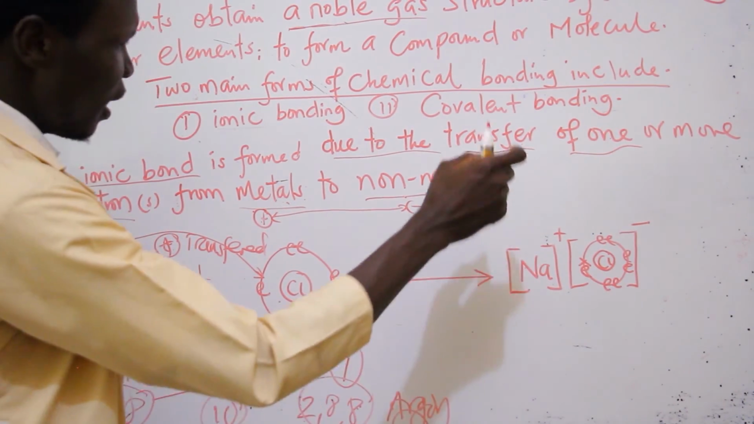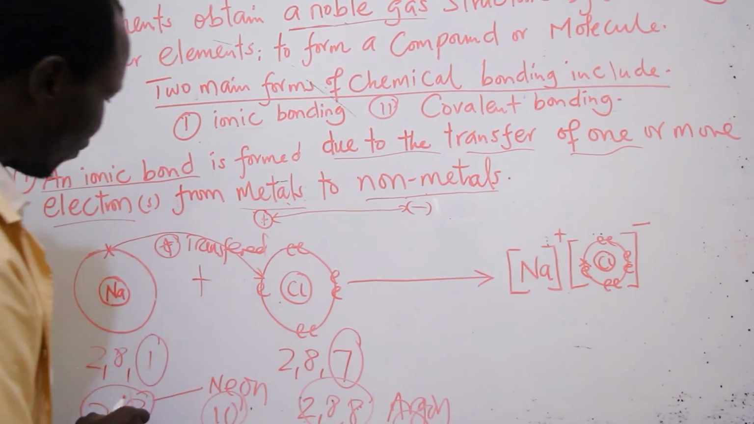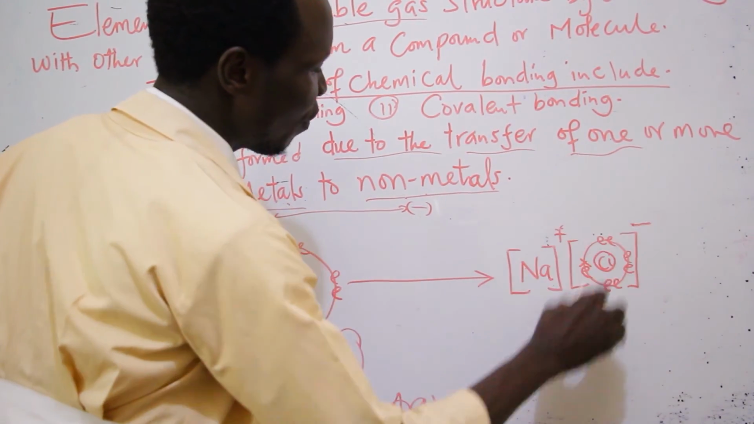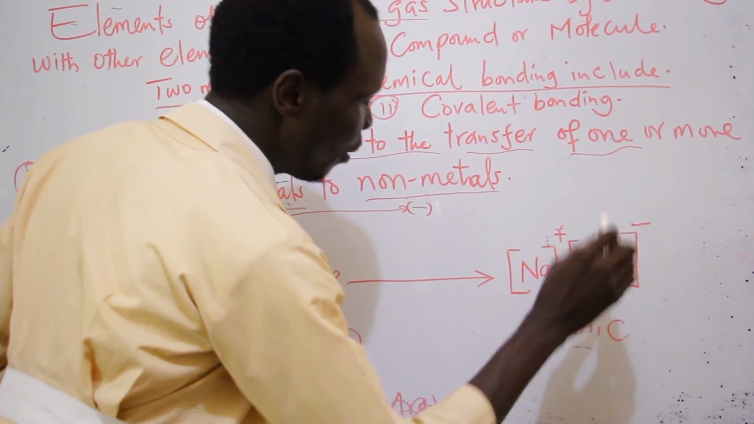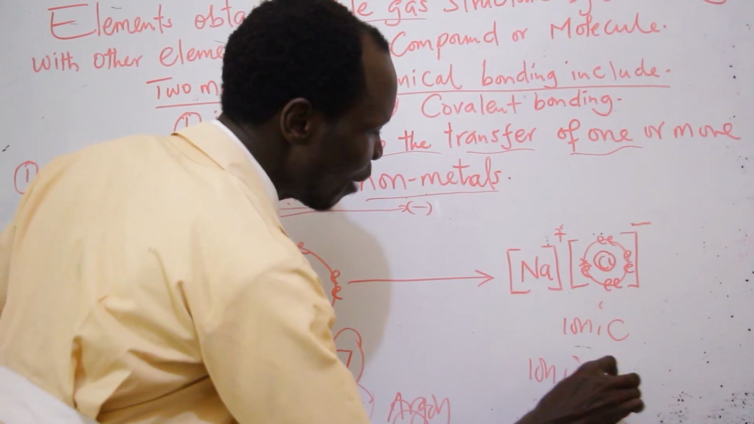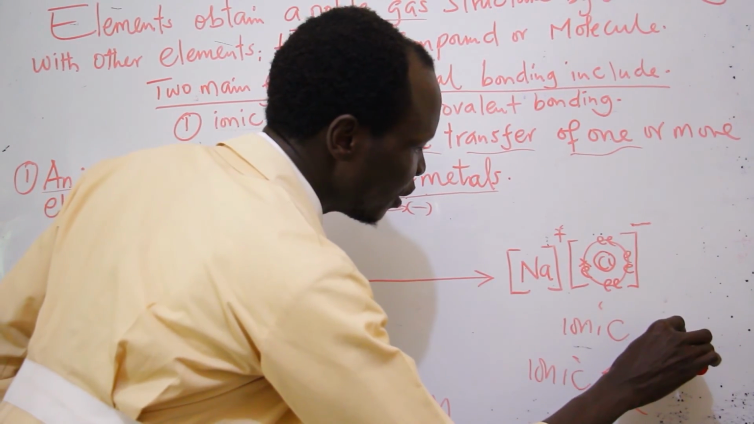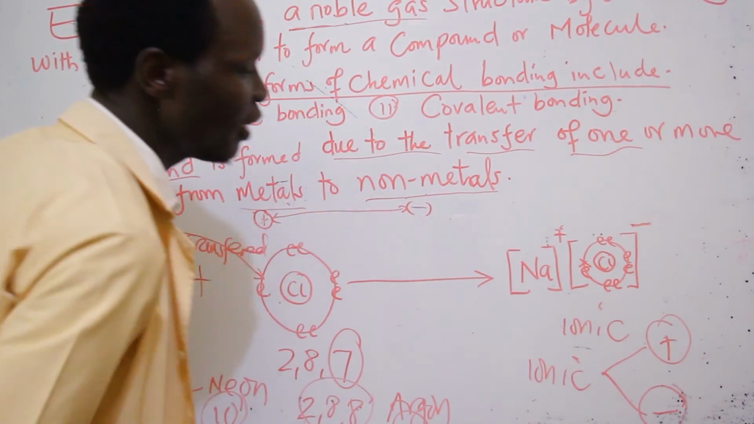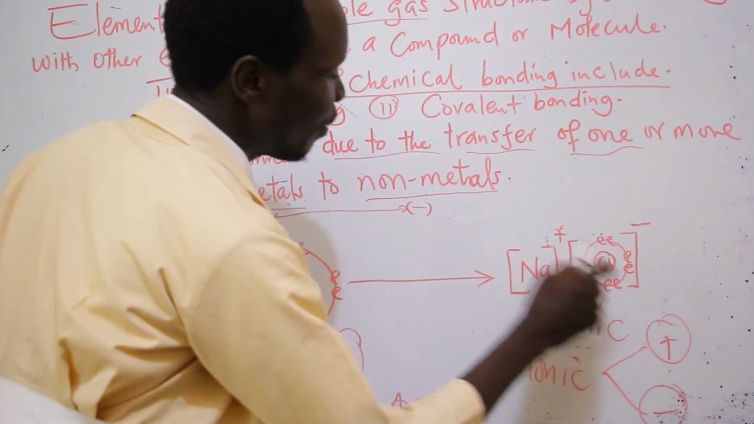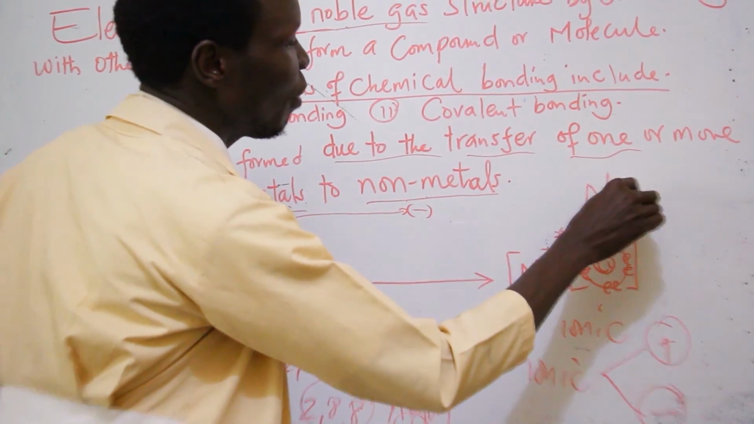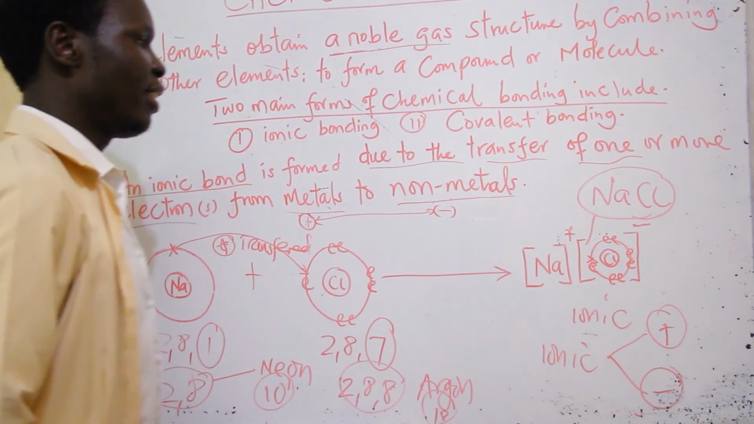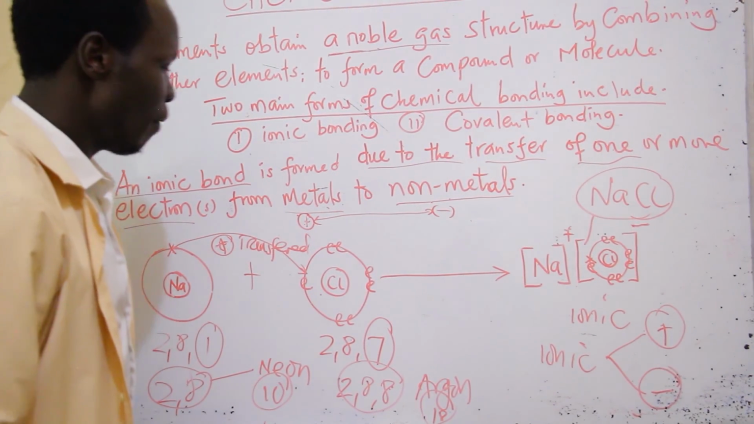Then, in the process of sodium forming a positive ion, chlorine also forms a negative ion, and they come together forming what is called the ionic bond. The word ionic comes from the two ions, one positively charged and the other negatively charged. Hence, when they attract each other, they form one compound, called sodium chloride, which is formed as a result of ionic bonding.